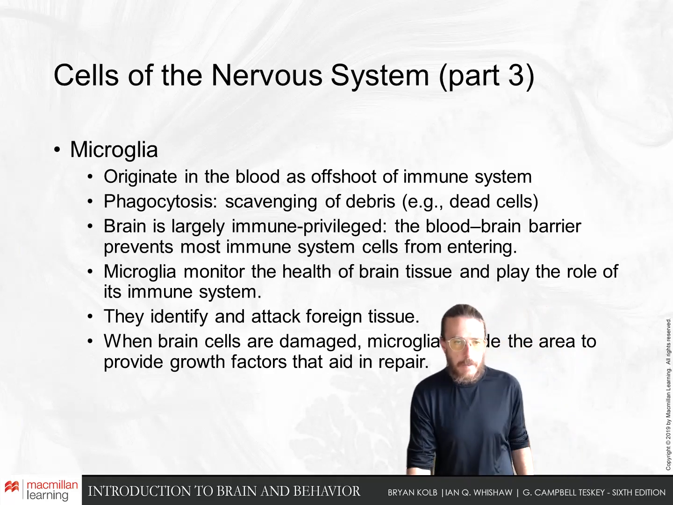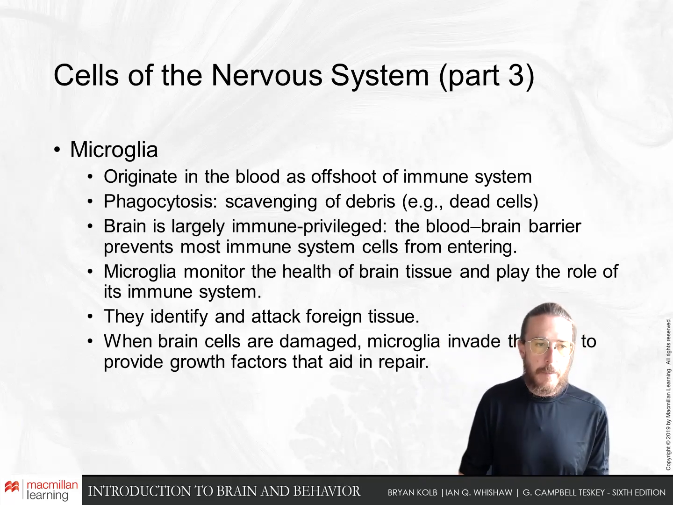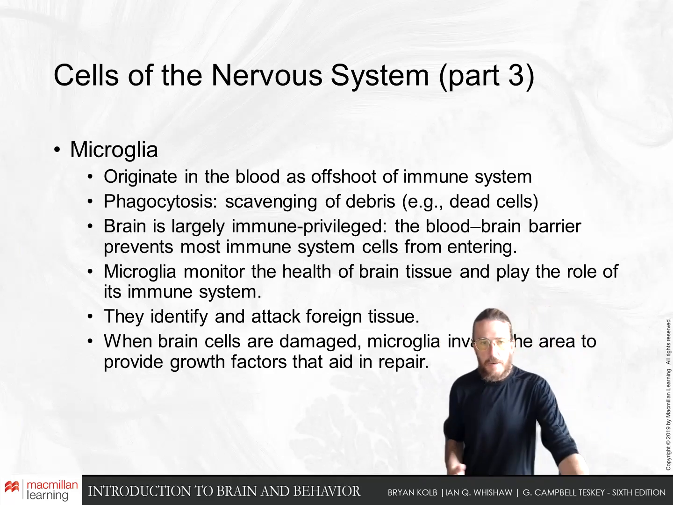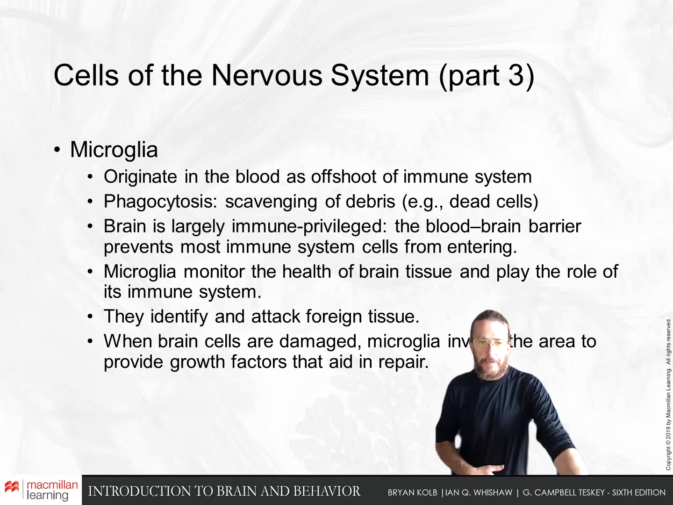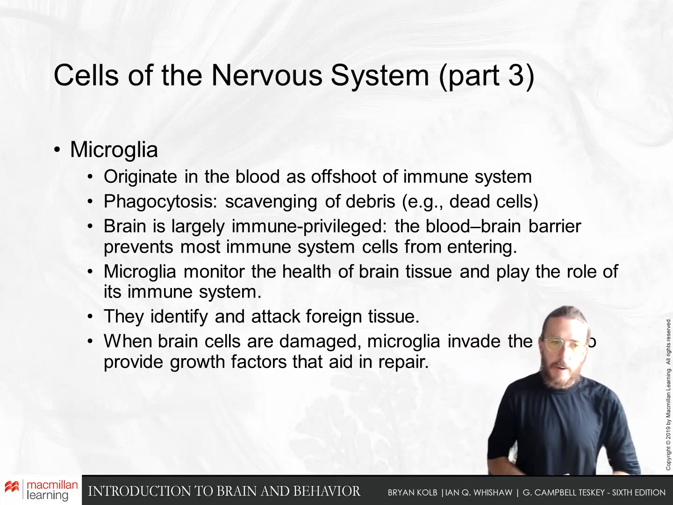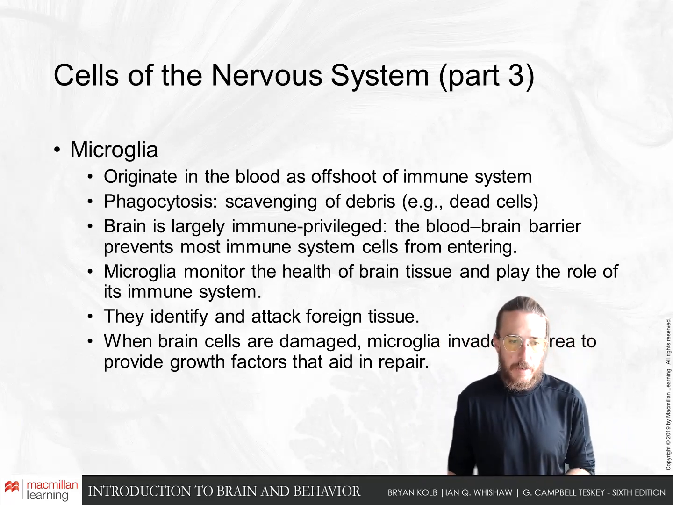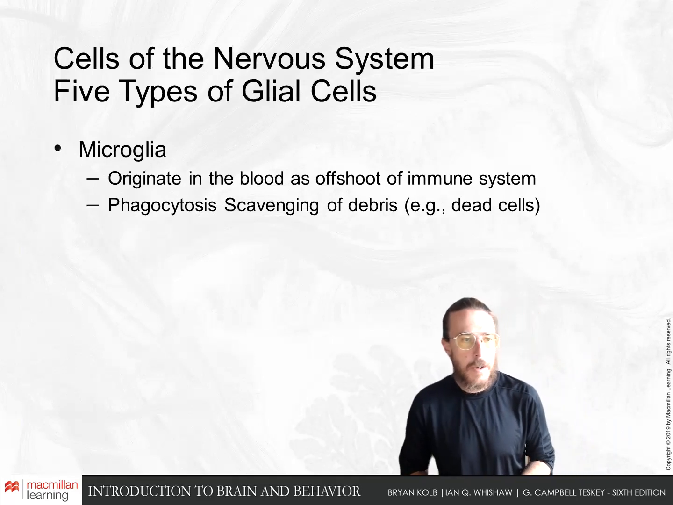These microglia, however, monitor the health of brain tissue and they play a role in its immune system. So one thing they do is attack foreign tissue. Microglia also, like astrocytes, invade areas that are damaged and provide growth factors to help grow the damaged tissue.